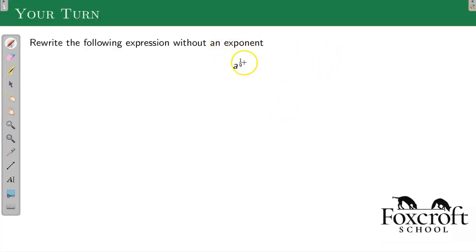And here's one for you to try on your own. How would you write a to the 1 over 9? I'll show the answer in 3, 2, 1. 9th root of a. That's a 9, and that's an a.